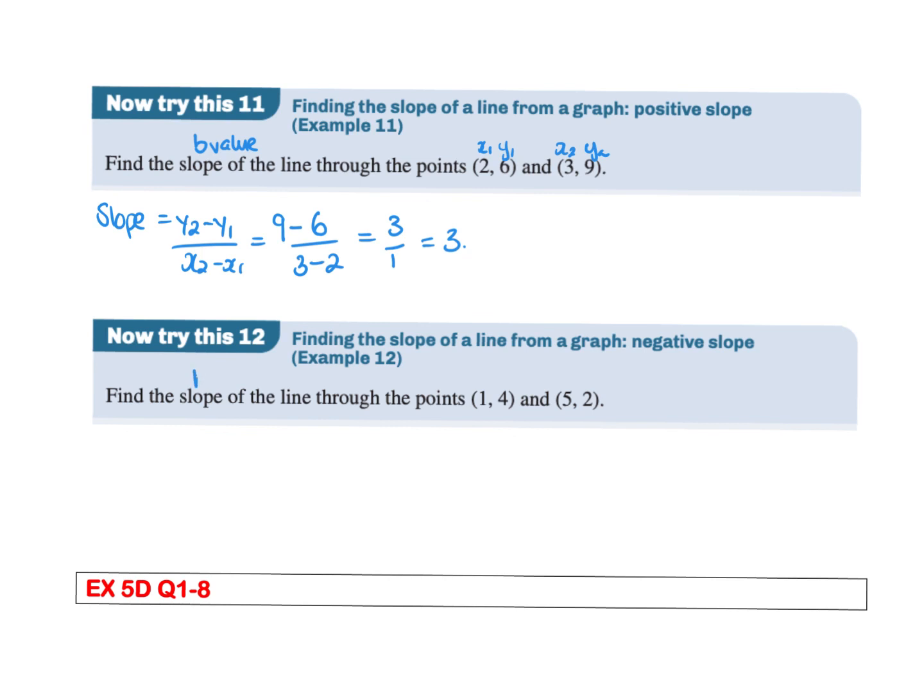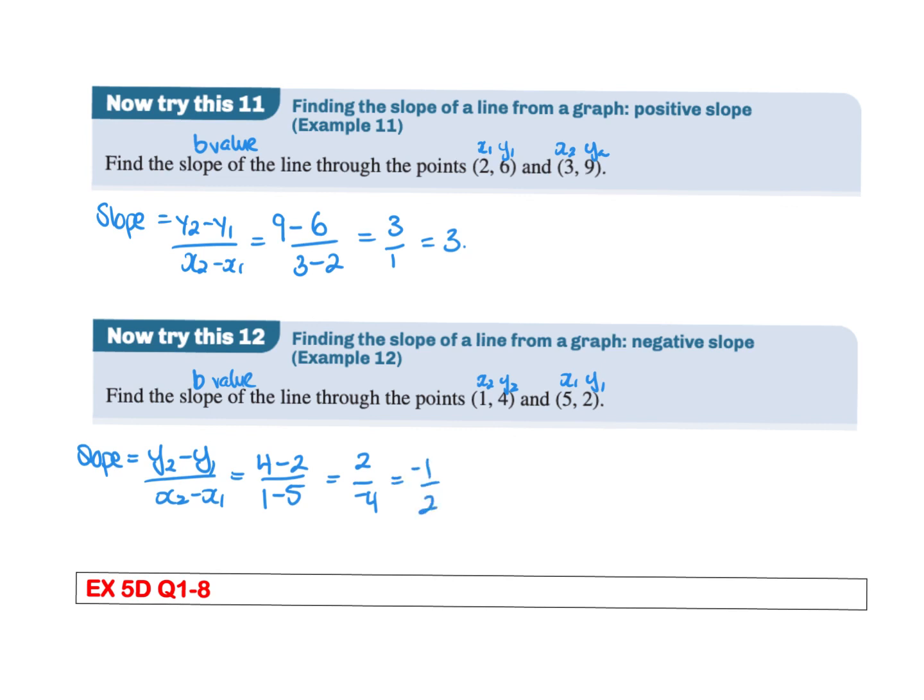And then this one, I'm just going to show you, it won't matter. I'll call this one x2, y2, this one x1, y1. If you did it the other way, you'll get the same answer. So let's have a look. So we know that the slope formula is y2 minus y1 over x2 minus x1. So if I go with what I said the first point was, 4 minus 2 over 1 minus 5. So I end up with 2 over negative 4, which would simplify to negative 1/2.